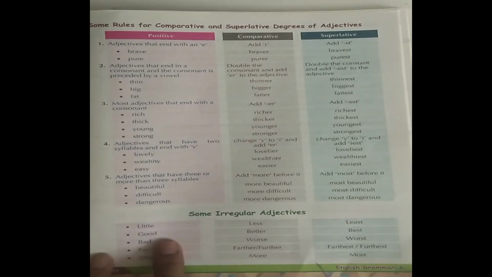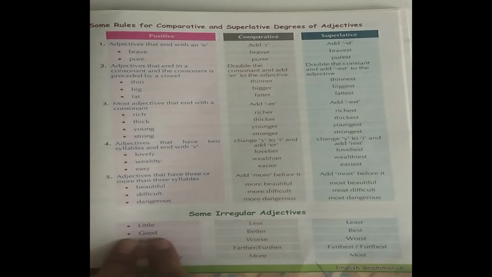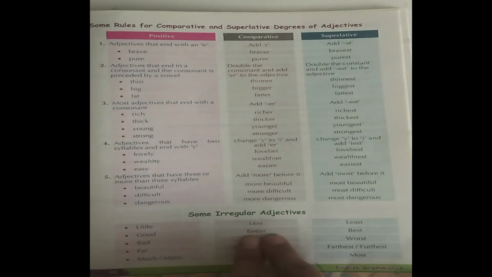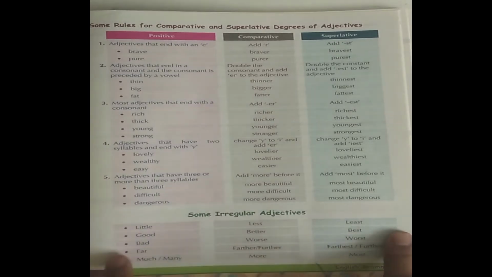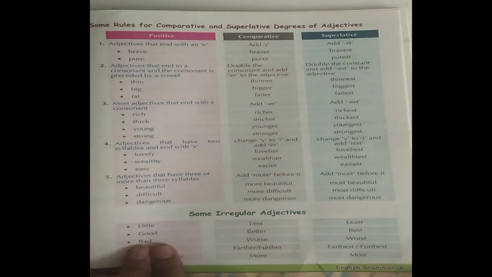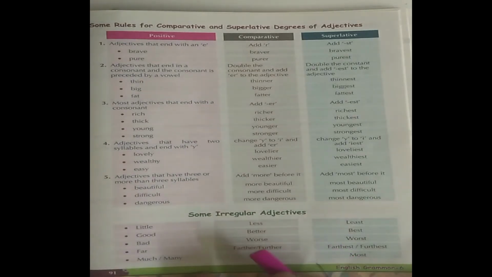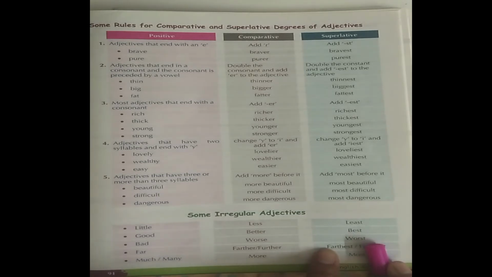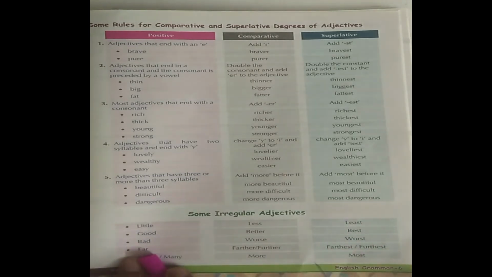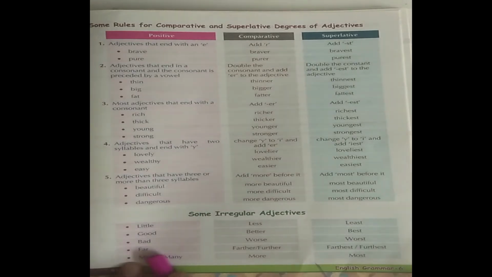Now the second irregular adjective is good, G-O-O-D, a very common word of the English language. It is always written as better in the comparative form and best in the superlative form. I hope this word is known to all of you. The next word is bad, B-A-D. Its comparative form is worse, W-O-R-S-E, and W-O-R-S-T, worst, is its superlative form.